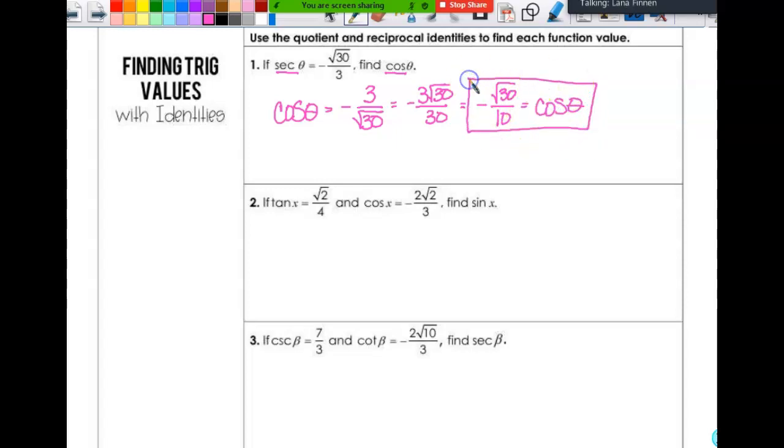Okay, so we're just using what we have, manipulating it to get what we need. Okay, we good with that? All right.